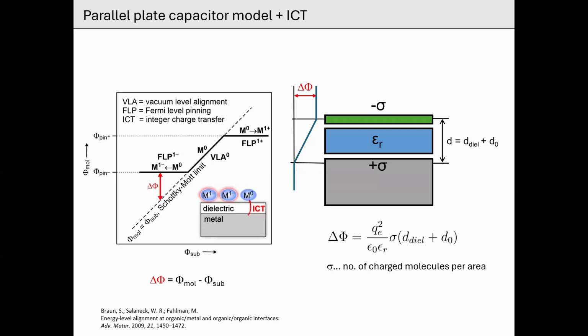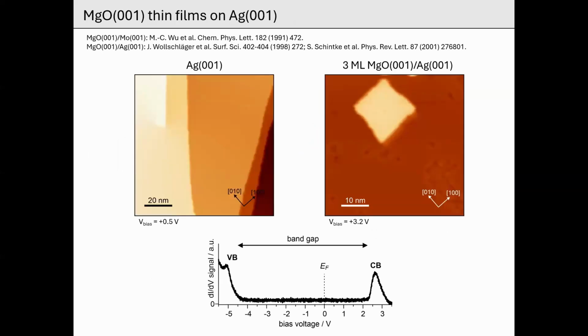And this then goes in two different directions. If we have charge transfer, we're in the Fermi level pinning regime, and the work function is constant in this Fermi level pinning regime. But this can be on either side of the vacuum level alignment. Here we would have charging of the molecule, and here we would have discharging of the molecule. Good. The question is now, can we look at this on a molecular scale?